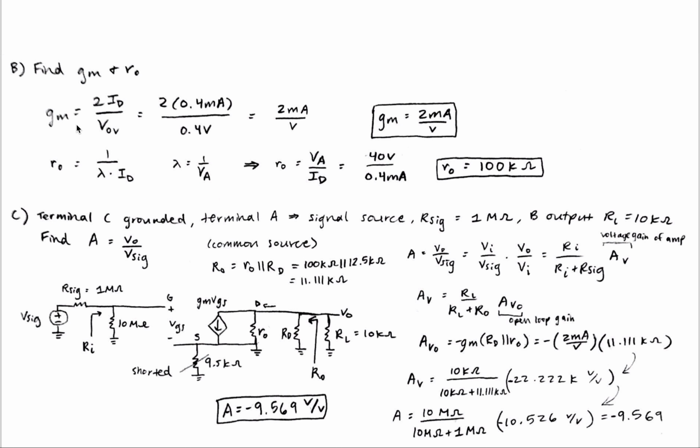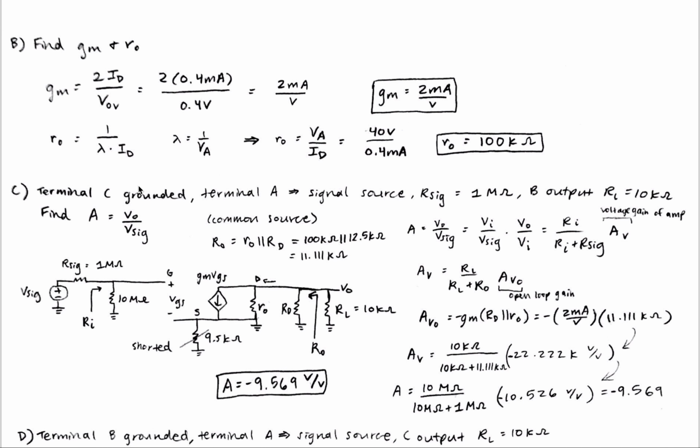For part B, we're finding GM and RO. We are given these equations in class, so GM equals 2ID over VOV. Plug in the values that we found in part A, and we get that GM is equal to 2 milliamps over volts. And then for RO, another equation given in class, 1 over lambda times ID, and lambda is equal to 1 over VA. We are given VA, and so RO is equal to 100 kilo ohms.